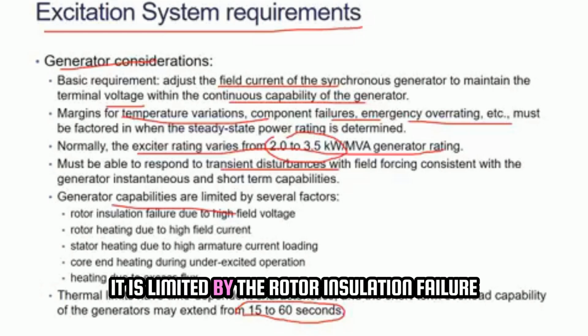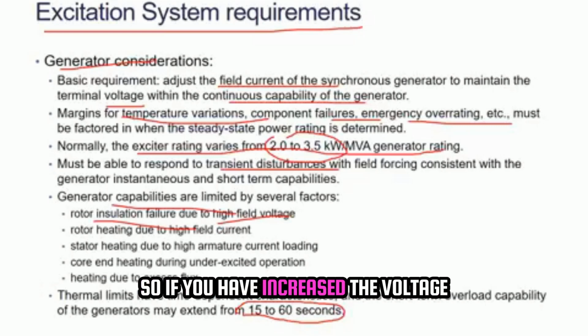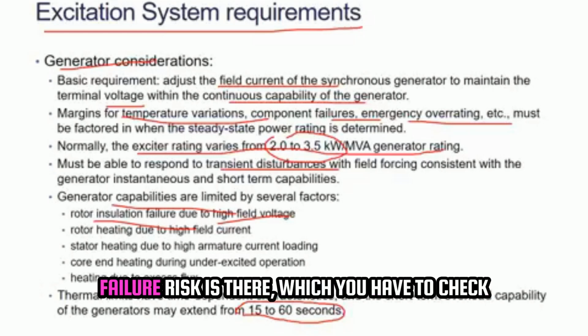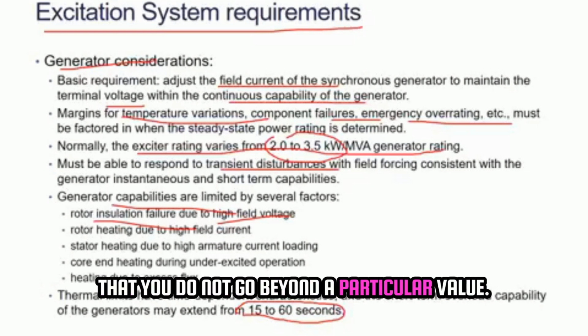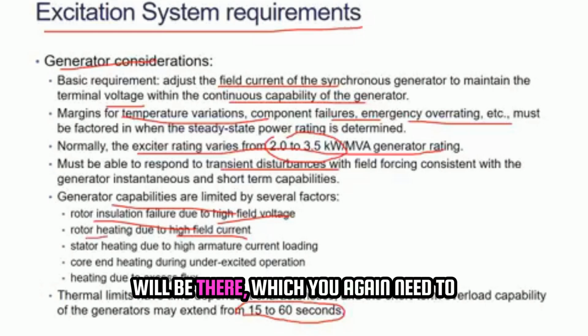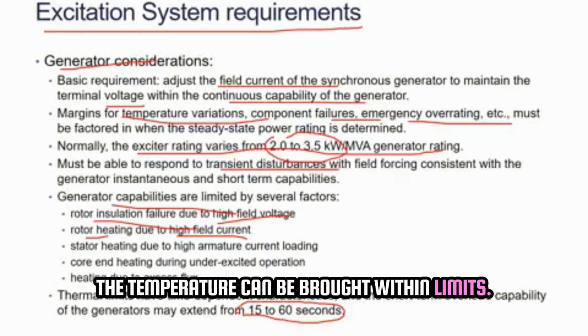It is limited by the rotor insulation failure, which can happen because of high field voltage. So if you have increased the voltage to a very high value, then the rotor insulation failure risk is there, which you have to check that you do not go beyond a particular value. If you have high field current, then heating will be there, which you again need to reduce so that the temperature can be brought within limits.